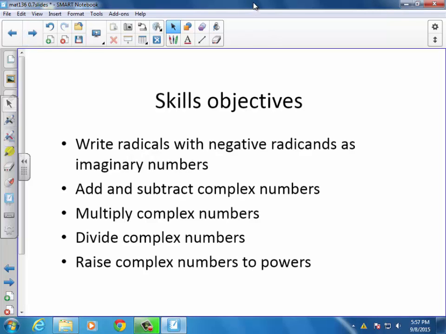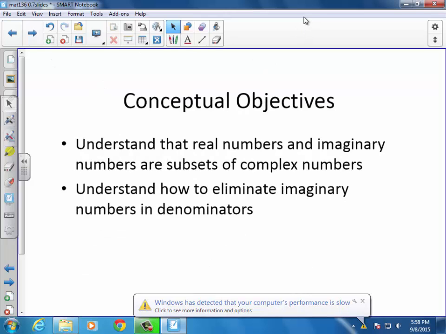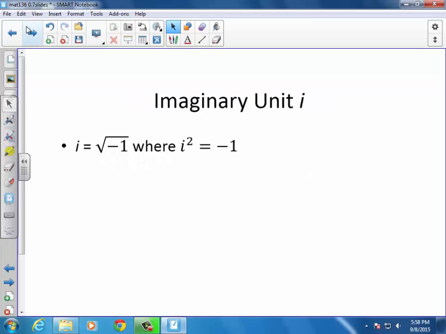So what we're supposed to get out of this as far as skills go: writing radicals with negative radicands, that's the term inside the radical, as imaginary numbers, adding and subtracting complex numbers, multiplying complex numbers, dividing complex numbers, and raising complex numbers to powers. As far as conceptual objectives go, understand real numbers and imaginaries are subsets of complex numbers, and how to eliminate imaginary numbers in denominators.